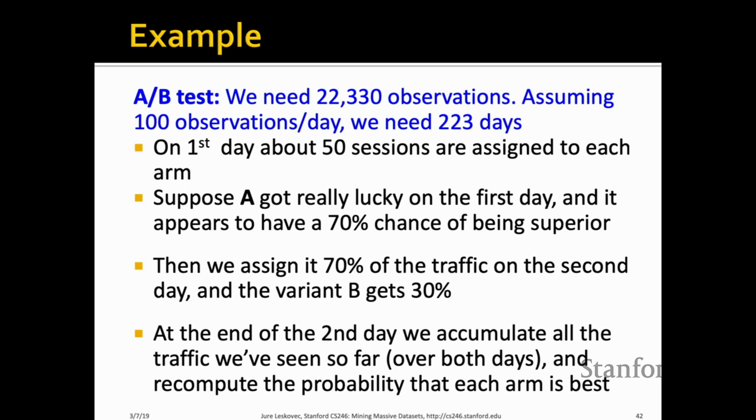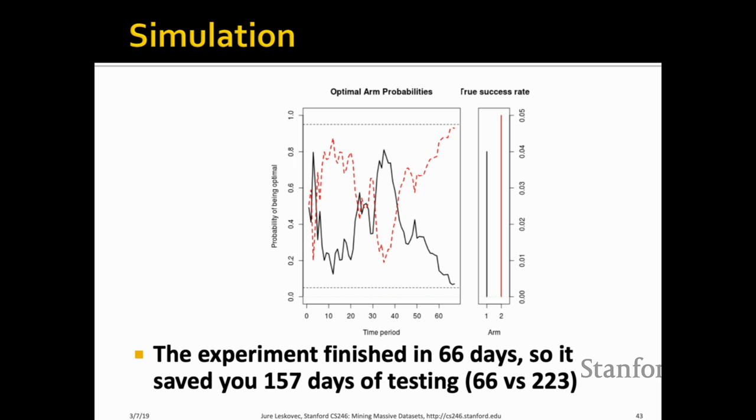So we accumulate these observations, then we're on day two, and now we can send traffic in different ways to the different conditions. We accumulate all the traffic that we've seen so far, and once again, we can recompute the probability that each arm is the best. So every day, or basically every time we change the traffic distribution between the conditions, we're going to be recomputing our probabilities. And here is what we get.